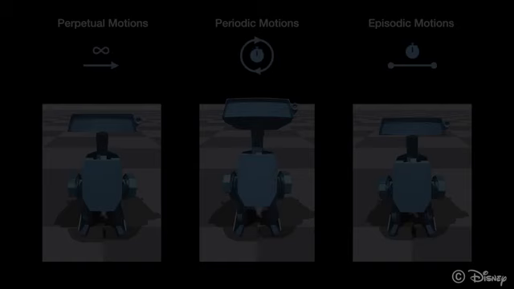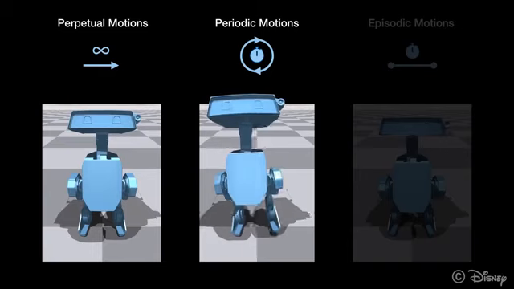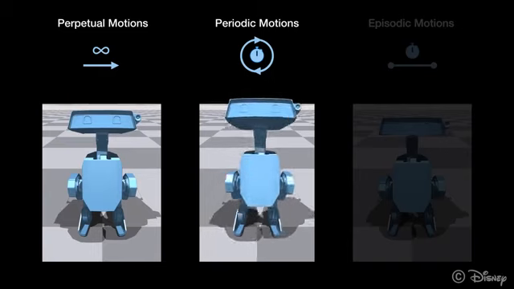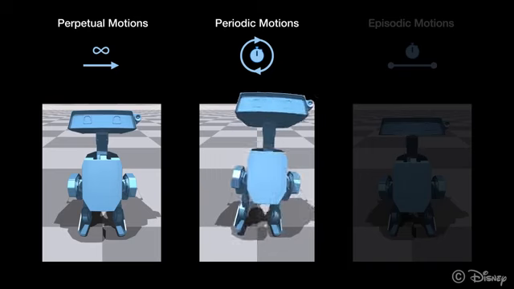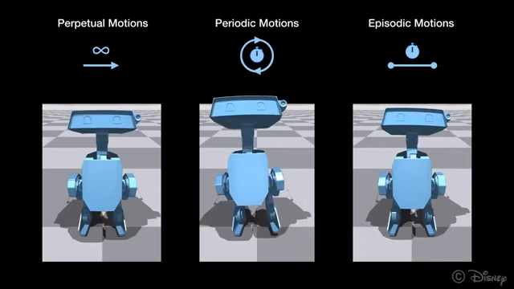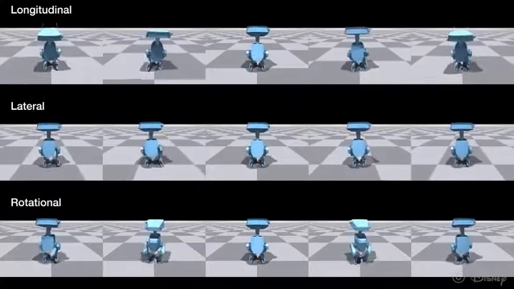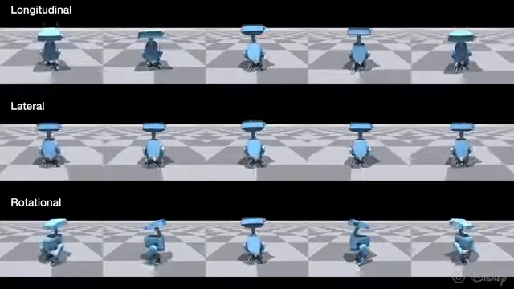Reference animations fall into 3 atomic categories. Perpetual motions, such as standing, have no clear start or end and continue indefinitely. Periodic motions, such as walking, have a cyclic nature. Episodic motions, such as animation clips, have a predefined duration. For every motion, a separate policy is trained. For walking motions, we use a procedural gait engine to generate stylized walking references at different velocities.